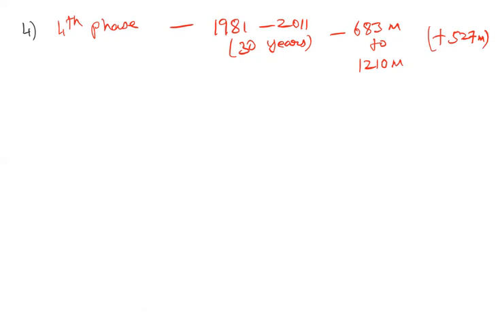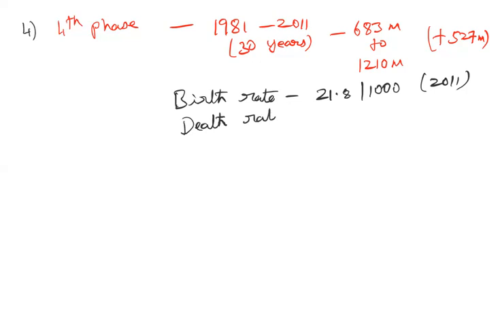Here, during this period, the birth rate decreased from 37.2 in 1981 to 21.8 per thousand in 2011. Write it clearly, 21.8 per thousand. And the death rate declined further to 7.1 per thousand. You can see the clear signs of decrease in the death rate, so in the diagram there is a huge gap over there.